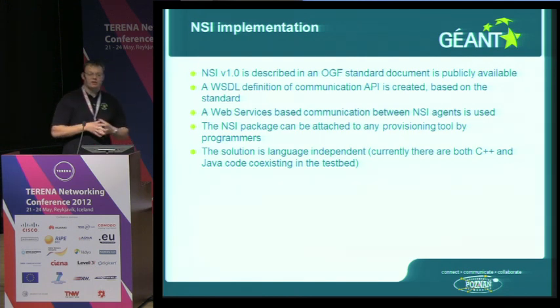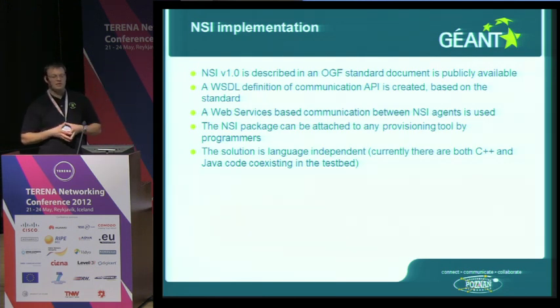The implementation is quite simple, actually. This is the WSDL file that defines the API. It's based on the document that was released under the OGF flag, version 1 of the NSI Connection Service. It's publicly available; you can download it from the OGF page. The WSDL can then be translated into web service interfaces, and web service interfaces are quite flexible, so you can deploy that on any kind of platform, any kind of language.